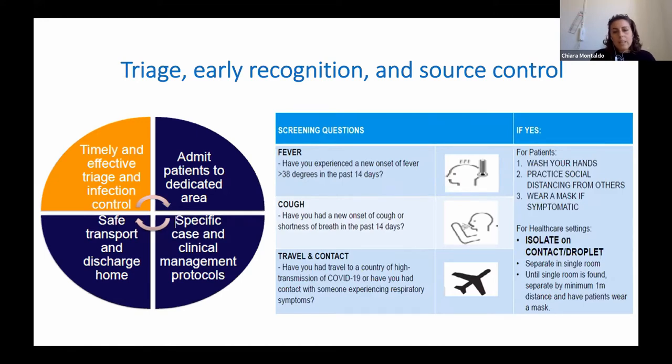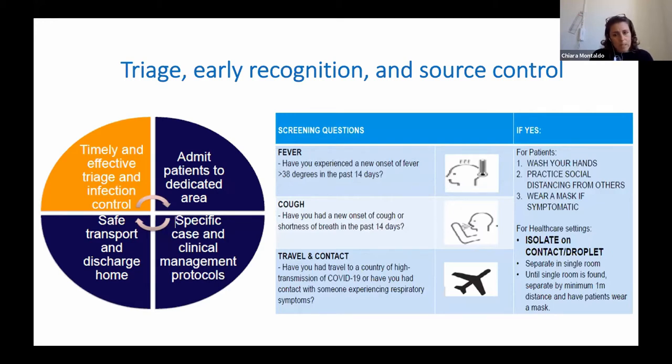Often I saw that in the triage the new staff is put there, but this is not a very good idea. Someone experienced in IPC should be at the triage, because as I say, it is the very first contact of the patient with the hospital. So it's very important for IPC to be implemented at the very beginning. Time is a very important component of IPC.